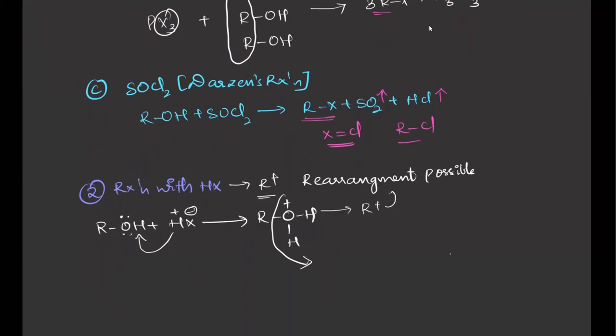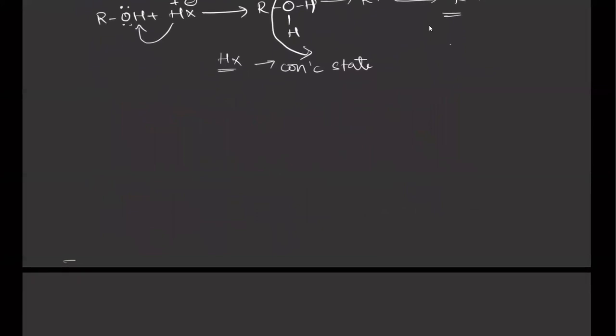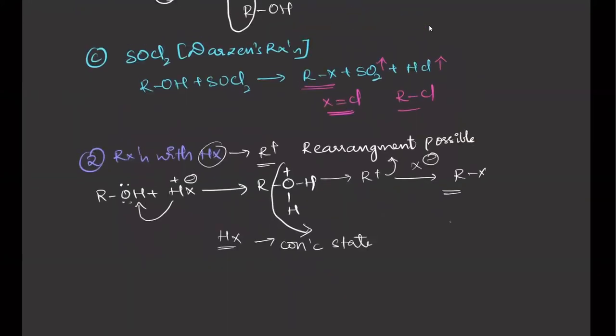Here we are going to make it rearrange if possible. And in the next step, again, X- is going to come and RX is going to form. One of the important statements here would be that HX should be in a concentrated state, because we want the ions to be splitting here, and it's only possible in a concentrated state.